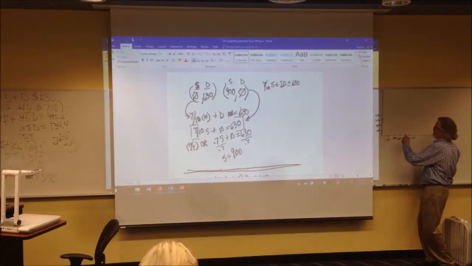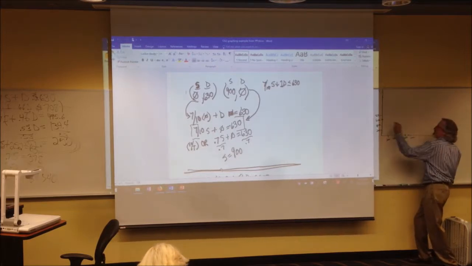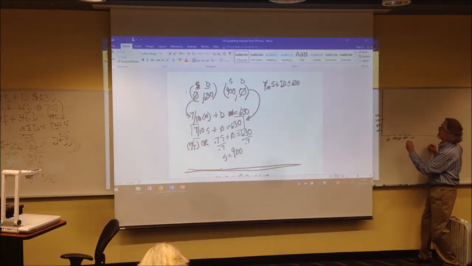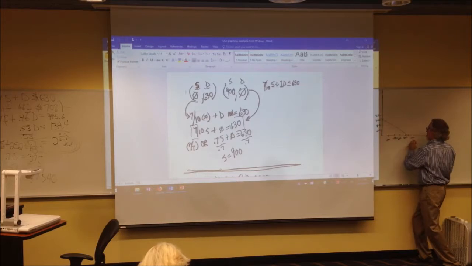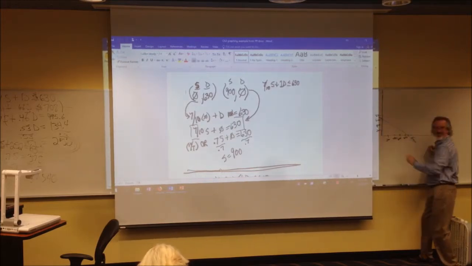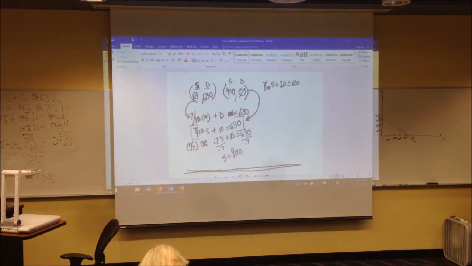So I'm going to connect these two dots. Let me get rid of that one. Hang on a minute. I don't have a straight edge. Okay. Close. There's that one.